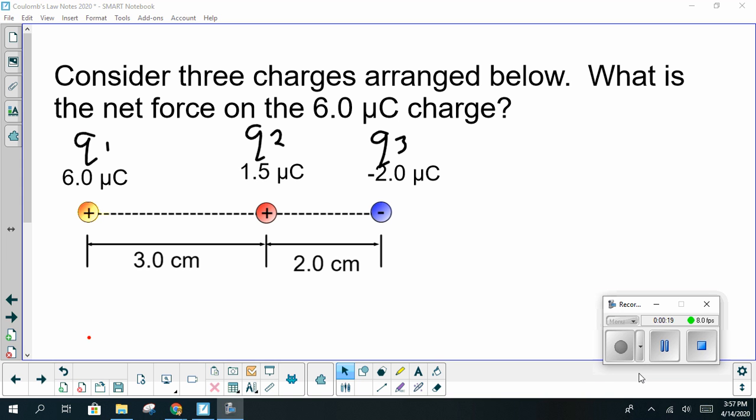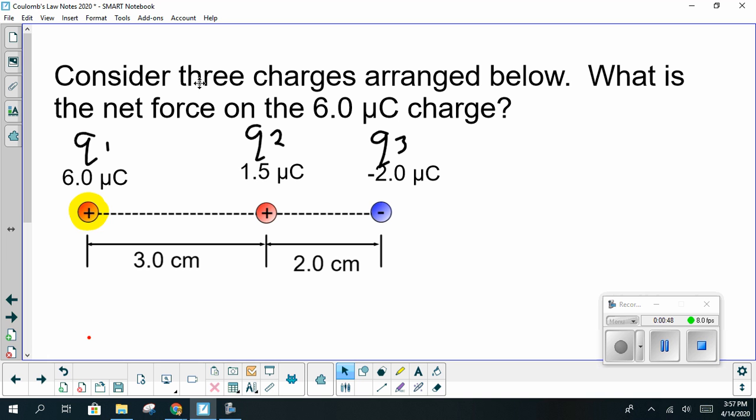And I want you to notice that we are going to be studying our 6 microcoulomb charge. So remember, whatever we do, we're going to be focusing on that 6 microcoulomb charge, also known as Q1. If we look at the 2 other charges, Q2 and Q3 are both going to exert forces on Q1. And so our strategy is going to be to look at each force separately and then combine them together.